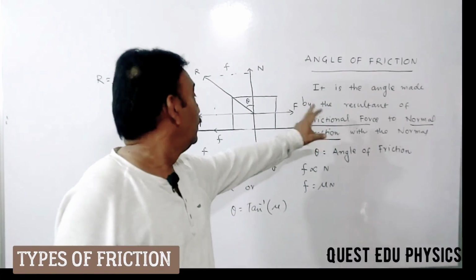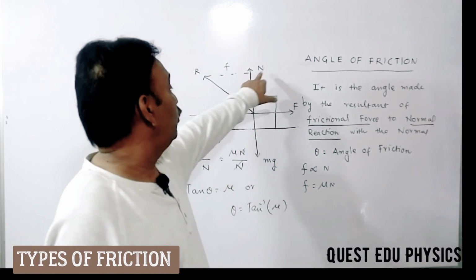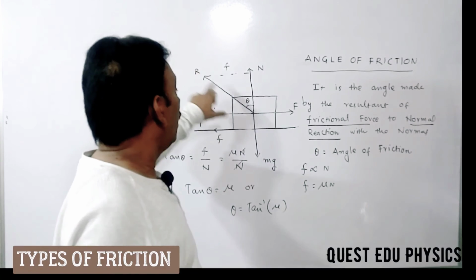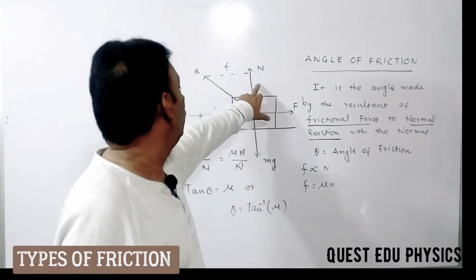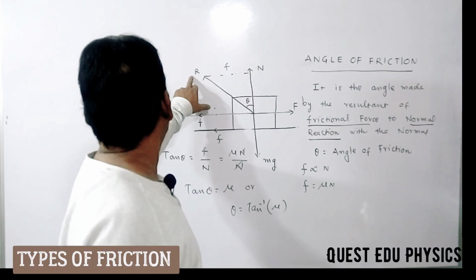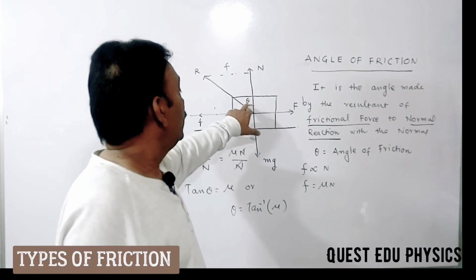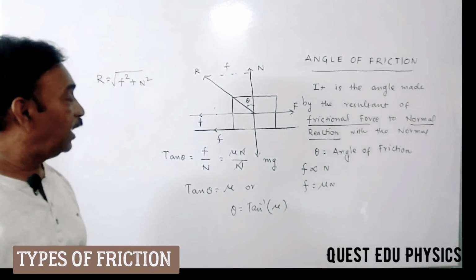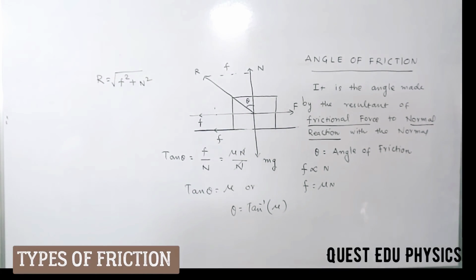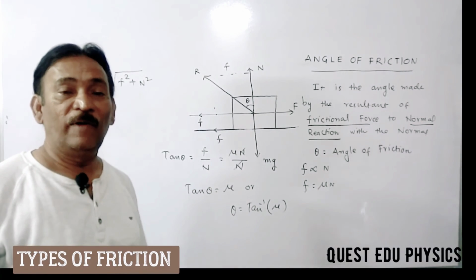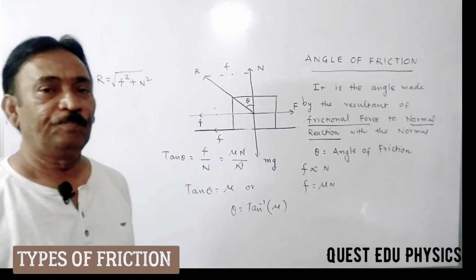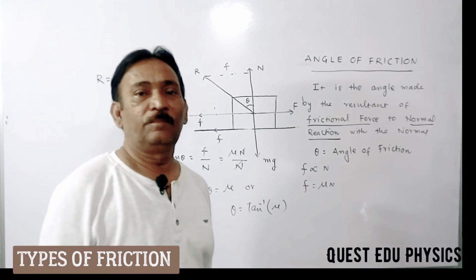It is the angle made by the resultant of frictional force and normal reaction with the normal. Frictional force and normal reaction, these two, and the resultant of these two is this. Then it is the angle made by this resultant with the normal. And you can write it as theta is equal to tan inverse mu. Students, this will be very useful when you do problems in circular motion, particularly in angle of banking.